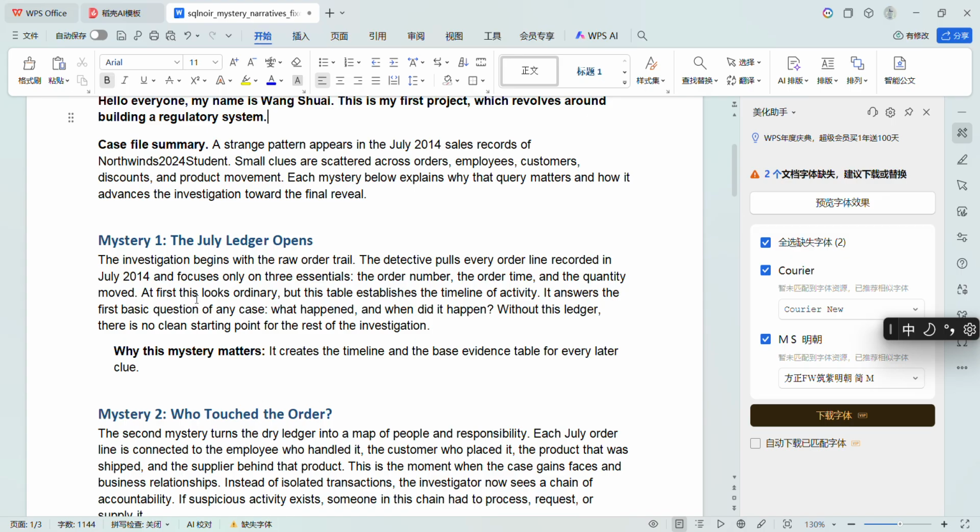At first, this looks ordinary, but this table establishes the timeline of activity. It answers the first basic question of any case: what happened. The result is a clean starting point for the rest of the investigation. While this mystery matters, it creates the template and the basic evidence table for every later clue.